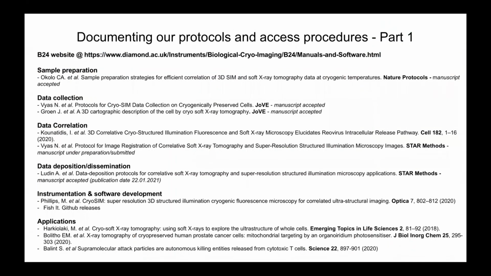In our effort to make sure that people know what we're doing, we try to publish everything on our website, first of all, and I have it here at the top. We try to literally publish everything we can. So we have publication, sample preparation, data collection, data correlation, data deposition and dissemination. We're particularly proud of this because this is one area that people are not thinking a lot about.